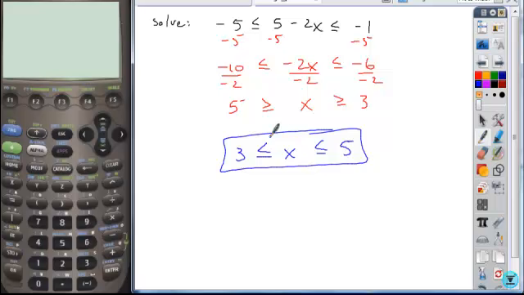And in the interval form, my lower limit of 3, my upper limit of 5. Is 3 included in my set? It has the equal to, so bracket. Is 5 included in the set? Also has the equal to, so it's a bracket too. And so that would be the interval notation for that solution.